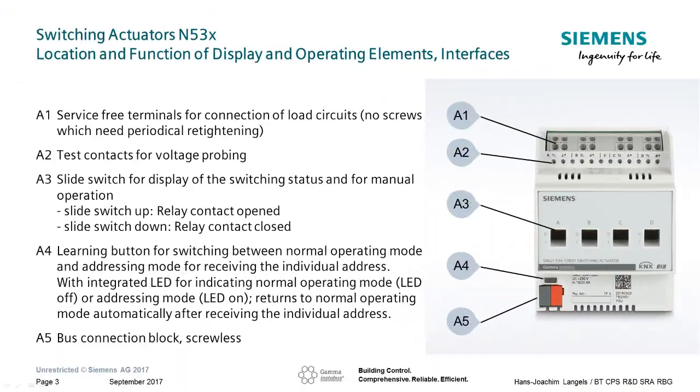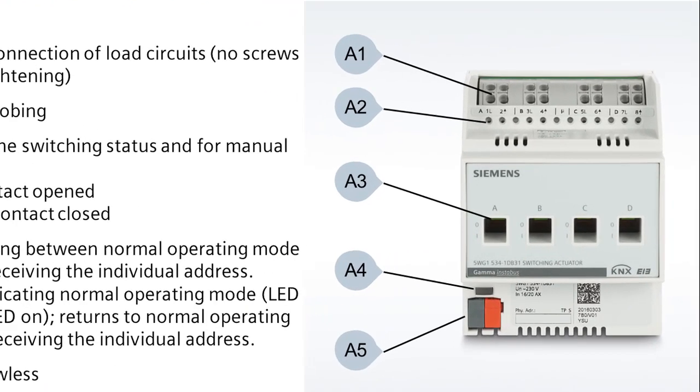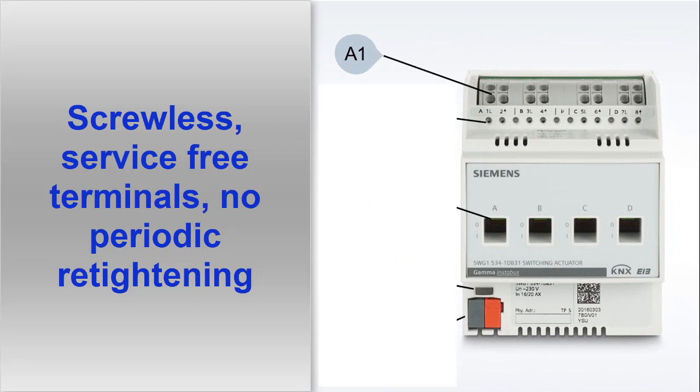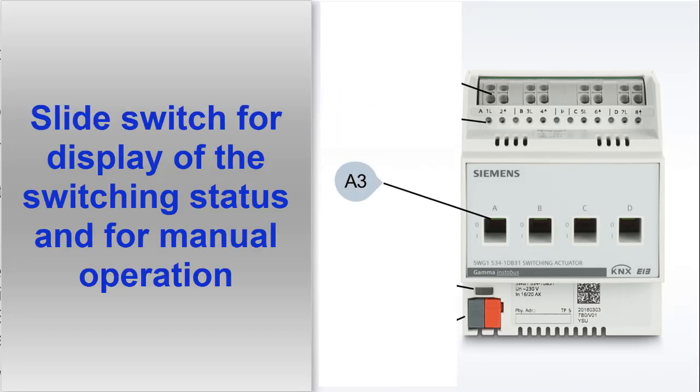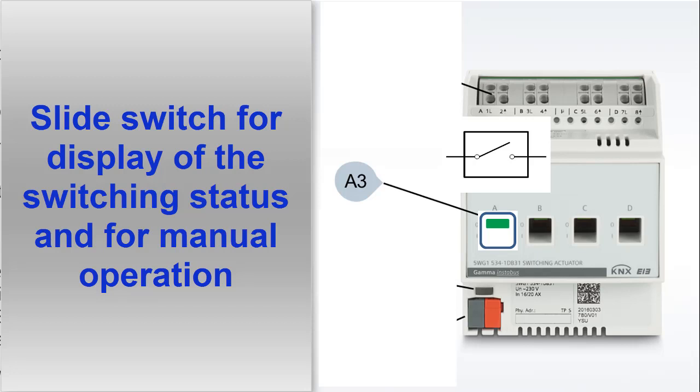Location and function of display and operating elements, interfaces. A1. Service-free terminals for connection of load circuits. No screws which need periodical retightening. A2. Test contacts for voltage probing. A3. Slide switch for display of the switching status and for manual operation. Slide switch up, relay contact opened. Slide switch down, relay contact closed.